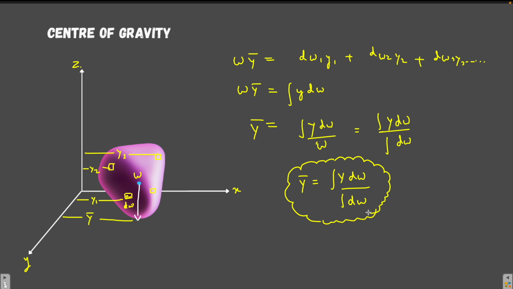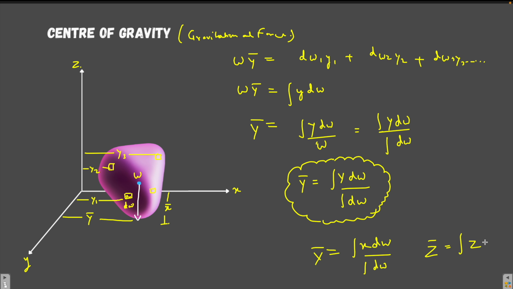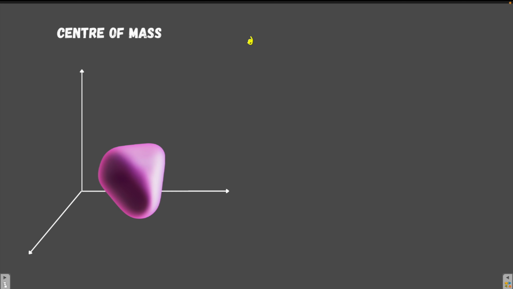Okay, so now we understood the center of gravity, and it is concerned with the weight of the body. It includes the gravitational force or acceleration due to gravity in consideration. Now we can find the center of gravity with other axes as well, like this distance is x bar, and x bar we can write as the integration of x dW by the integration of dW, and z bar as the integration of z dW by the integration of dW. Now we know that the weight of the body is mass into acceleration due to gravity, you can say.